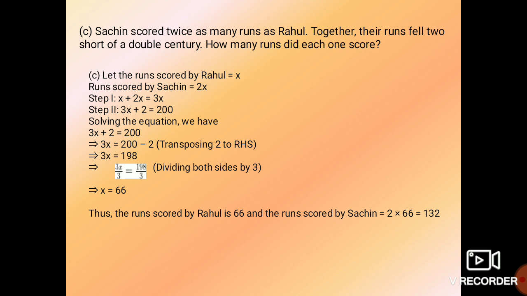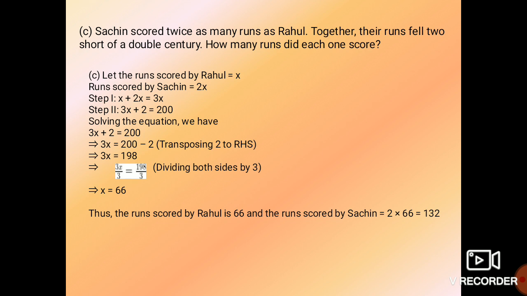Now I'll solve the equation. I'll transfer 2 from the left hand side to the right hand side. So I'll get 3x is equal to 198. Now I'll divide both sides by 3. So 3x divided by 3 and 198 divided by 3. So what will be the value of x? The value of x will be 66. So the runs scored by Rahul will be 66 and the score of Sachin is 2x. So it will be 2 into 66, that is equal to 132 runs.